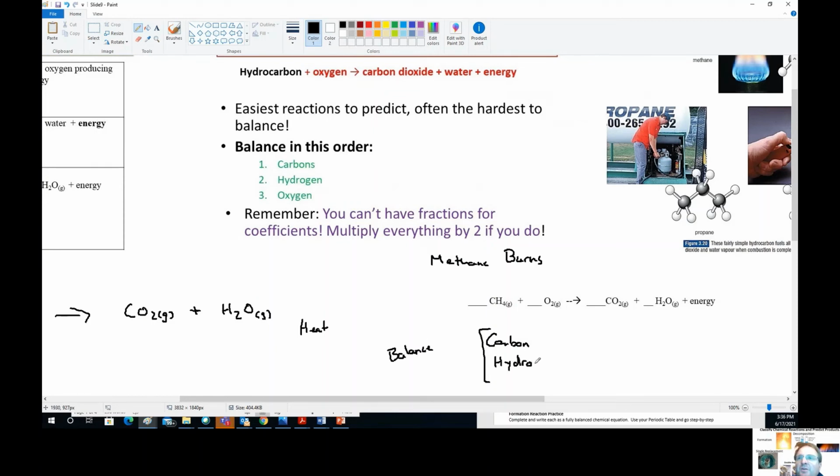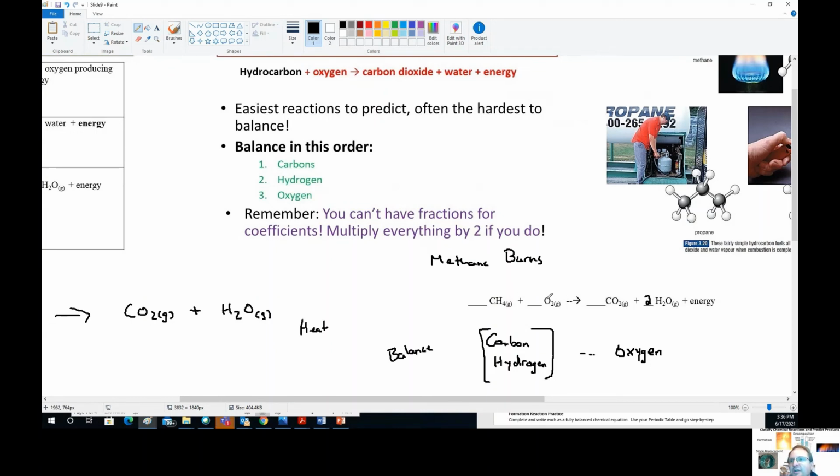But really, we balance those two together. We make sure they're good and balanced. Then we do oxygen. Leave oxygen for last. Start with carbon, do hydrogen, leave oxygen last. Okay, one carbon. That's already done. Hydrogen is next. For hydrogen, only 2, so we're going to need to put a 2 here. 2 times 2 is 4. I got 4 hydrogens. Carbons are balanced. So now let's count up our oxygens.